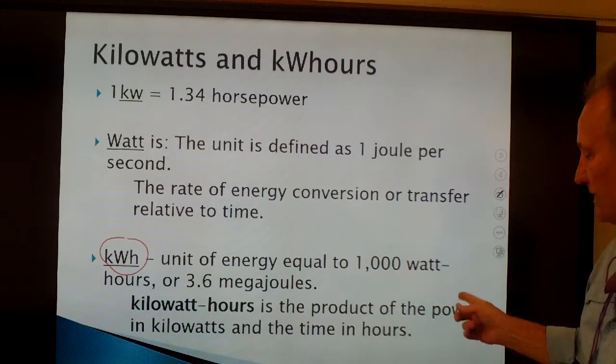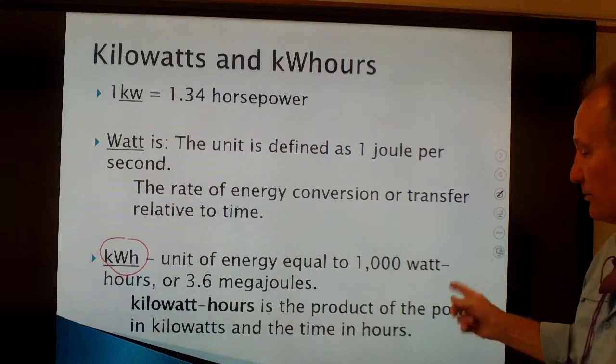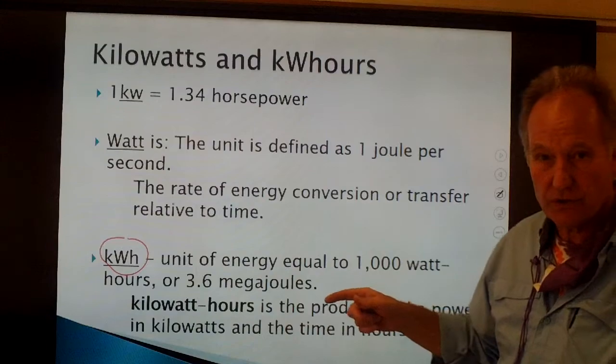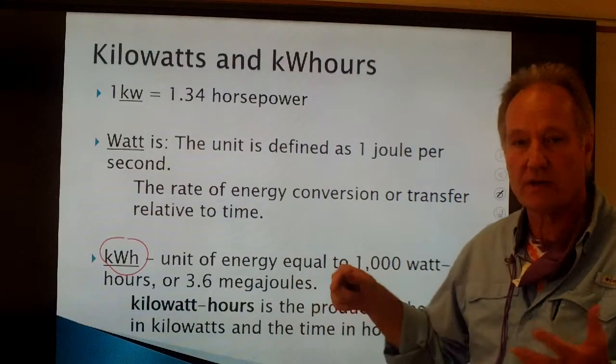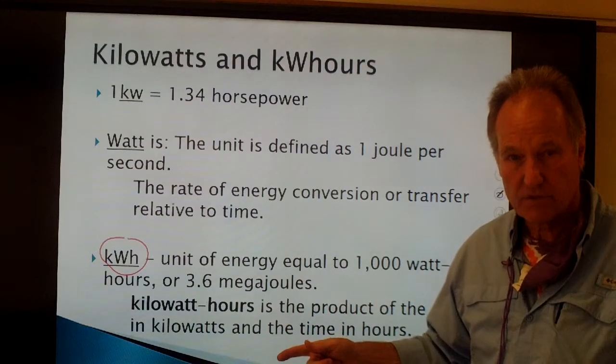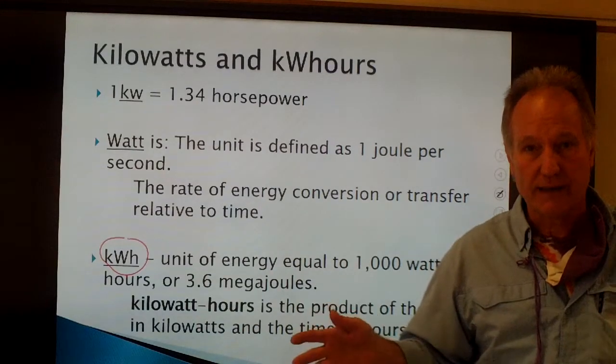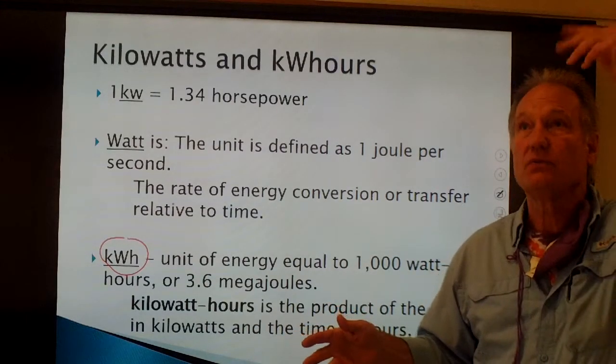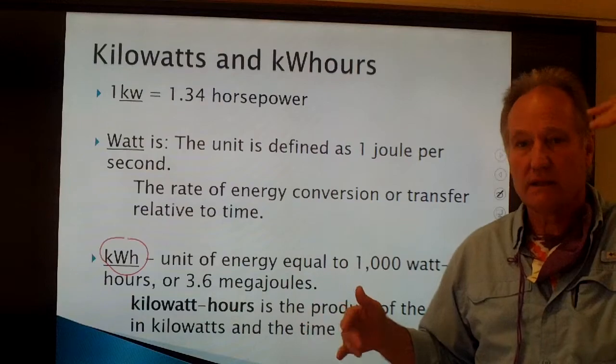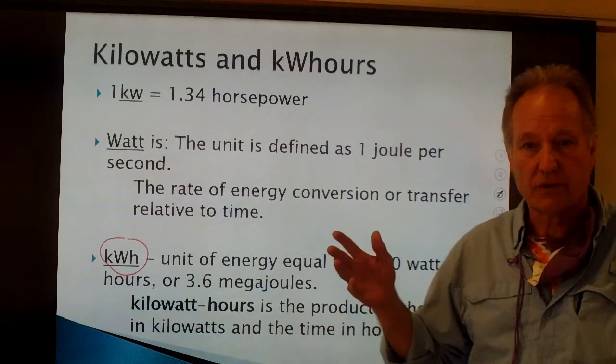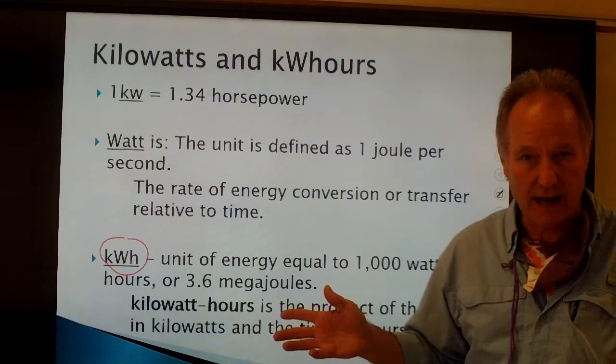Okay, so kilowatt hours is the product of the power you use times the amount of time you use it for. So if I have the lights on for 3 hours, and they're using 100 kilowatts, so that's 100 times 3, or 300 kilowatt hours.